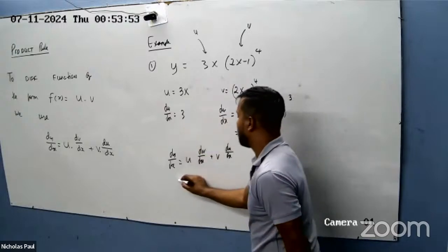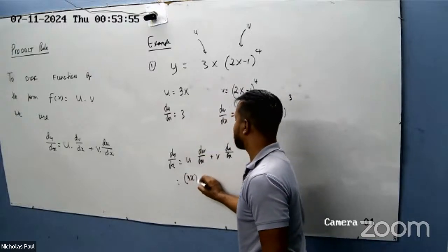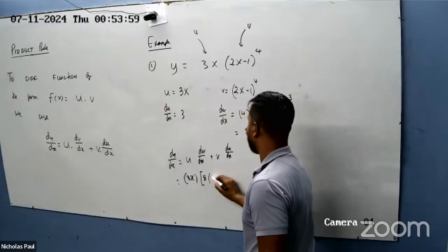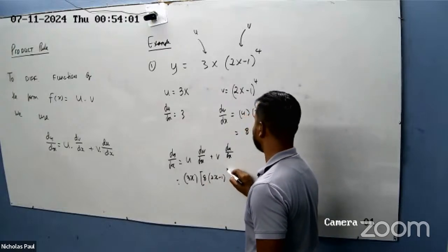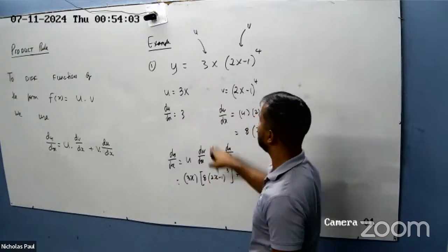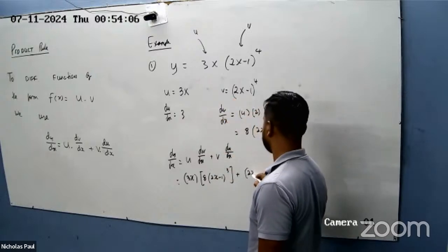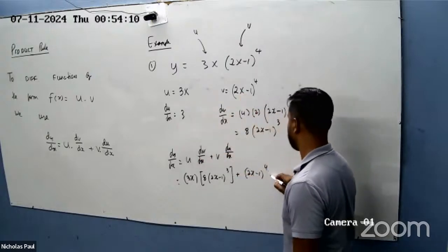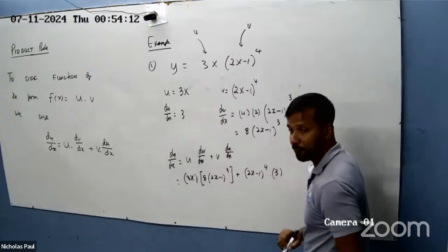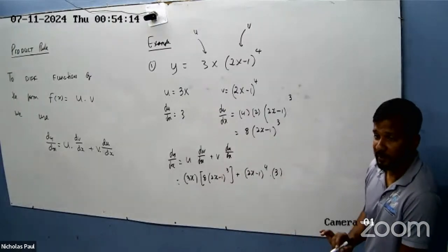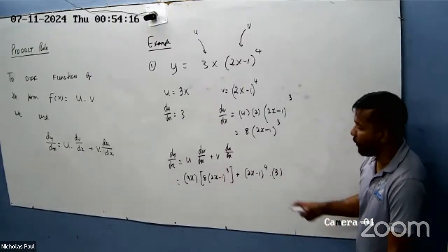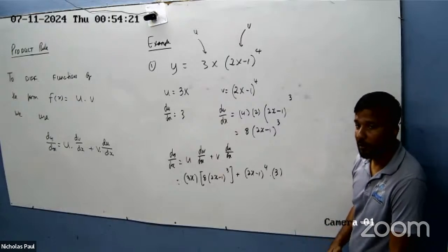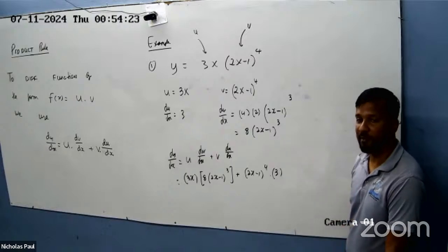Right? So U is 3x, dv/dx is 8 by (2x minus 1) cubed, plus V is this, and multiply by du/dx, which is 3. Okay with that? Don't write yet. Here's the hard step. When you reach here, you have to factorize. Not all the time, but in this case, you have to factorize.